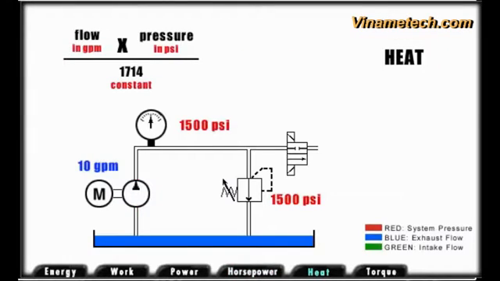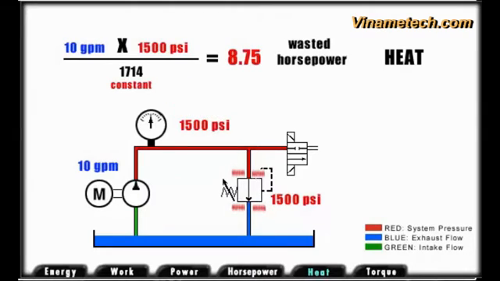The law of conservation of energy states that energy can neither be created nor destroyed, although it can change its form. Energy in a hydraulic system that is not used for work takes the form of heat. For example, if we have 10 gallons per minute going through a relief valve, which has a pressure setting of 1,500 psi, we can calculate the energy being converted to heat.